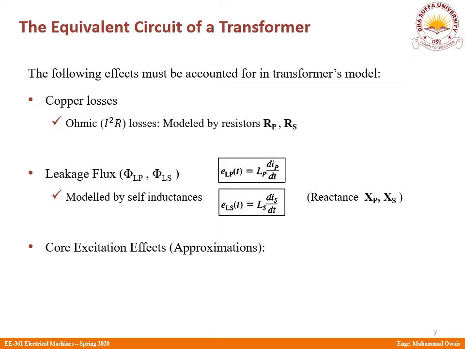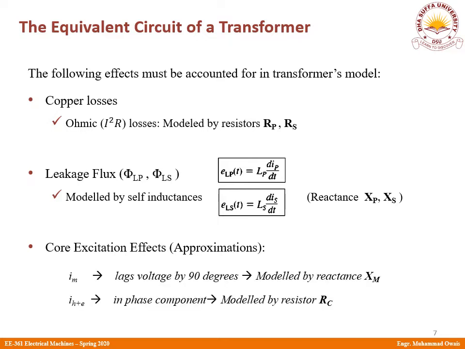Now if you talk about the leakage flux, phi LP and phi LS, we discussed this leakage flux in the previous lecture. These are modeled by self-inductances, represented by LP and LS. In our model we show them as reactances XP and XS, so that we can give the relation between voltage and current.